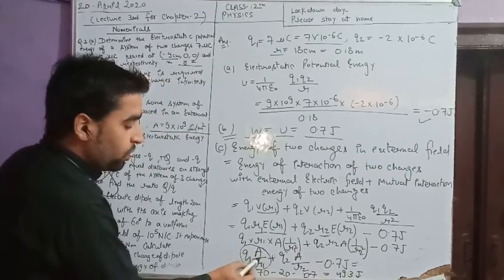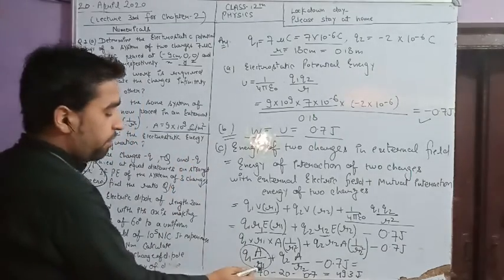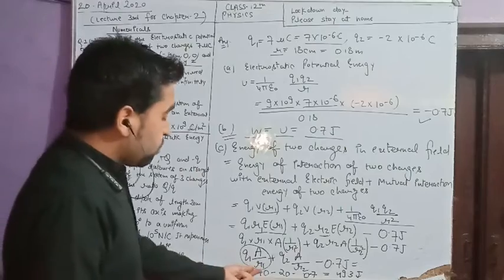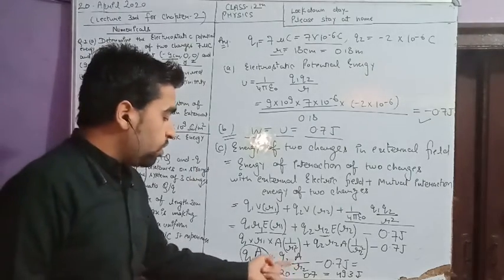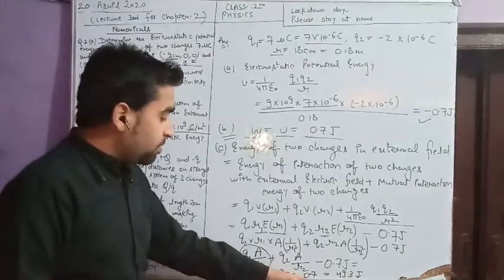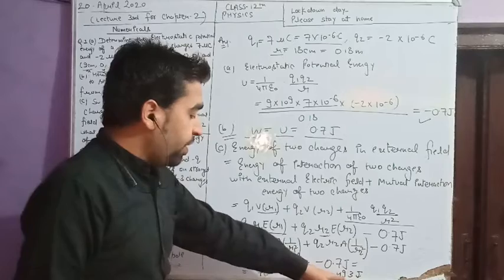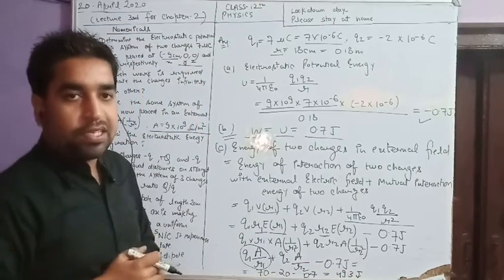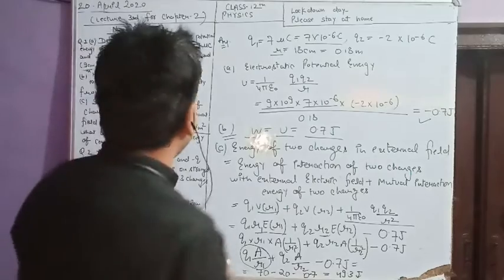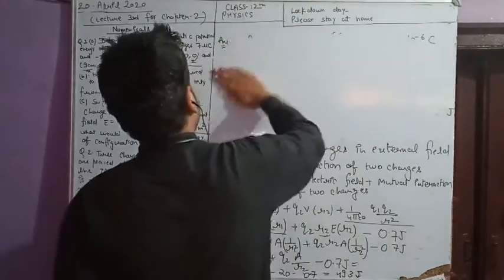Now let us substitute the values of Q1, A and R1. Q1 value is given to us, A value is given to us. What is the value of A? 9 into 10 power 9 divided by R1. When you solve this whole term, you will get 70. And when you solve this whole term, you will get -20. And -0.7 we have already calculated. Now just solve and simplify it. You will get 49.3 joule. This is going to be the answer. I hope you understood this. Now students, let us solve the further numericals.